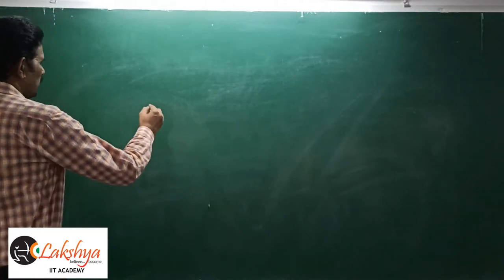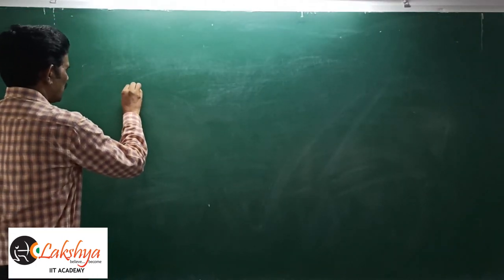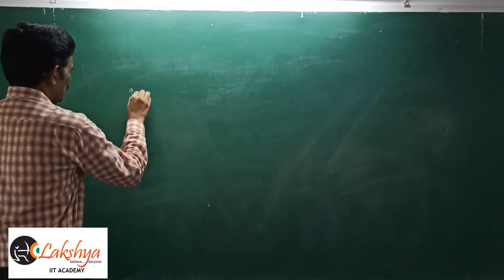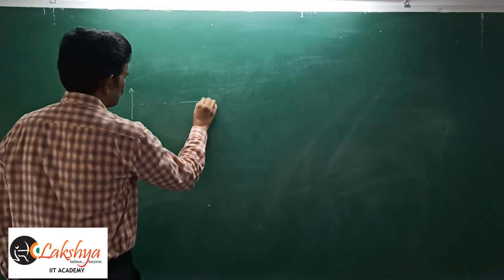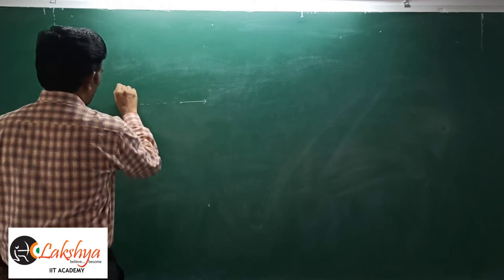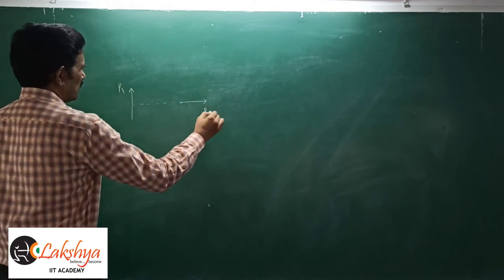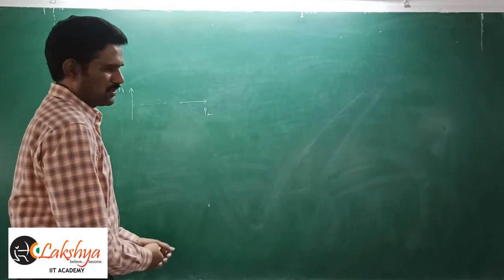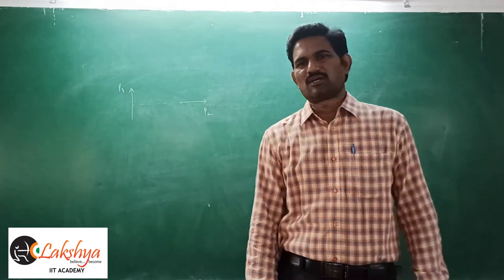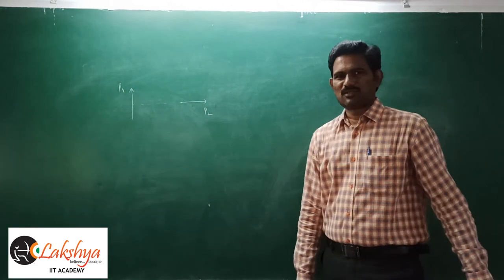Whereas if the dipoles are, for example, placed like this, generally they won't give that case. One dipole is here, another dipole is like this. Then you can't calculate by using our previous potential energy method.